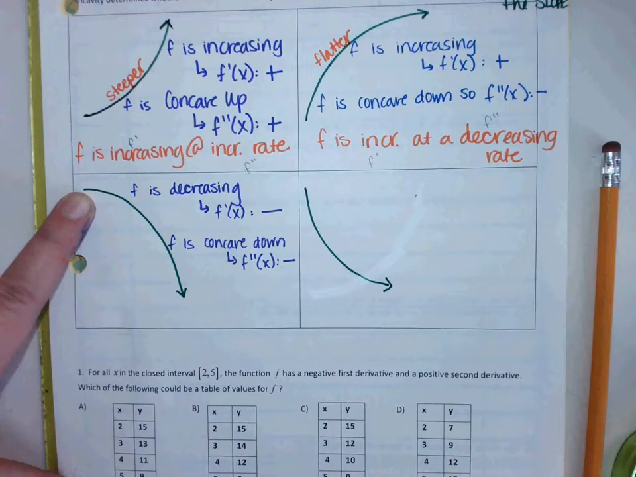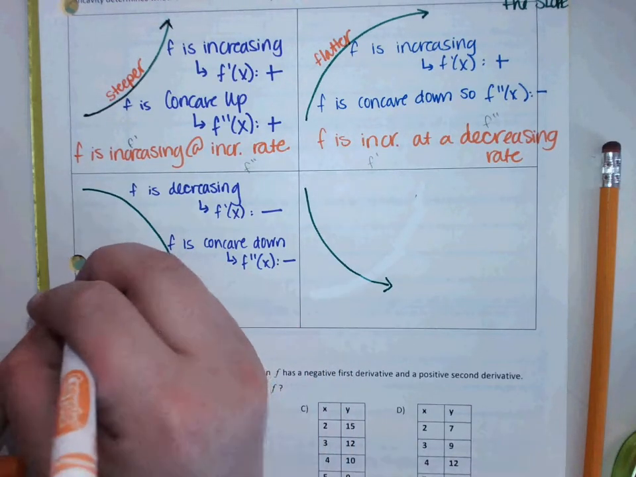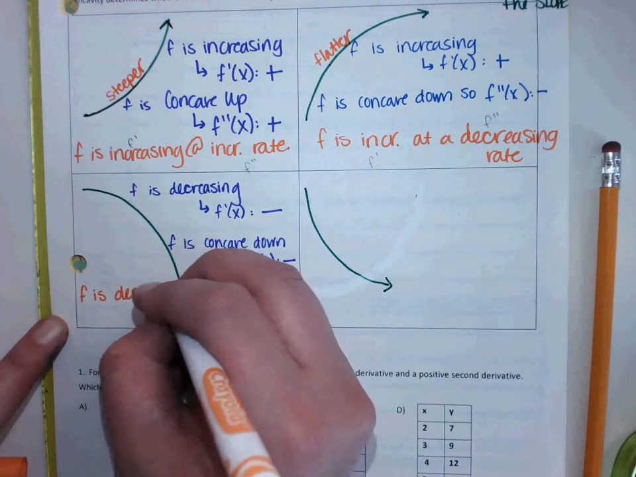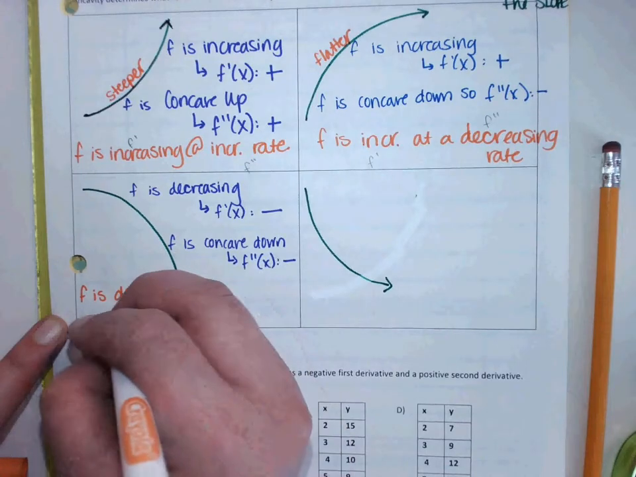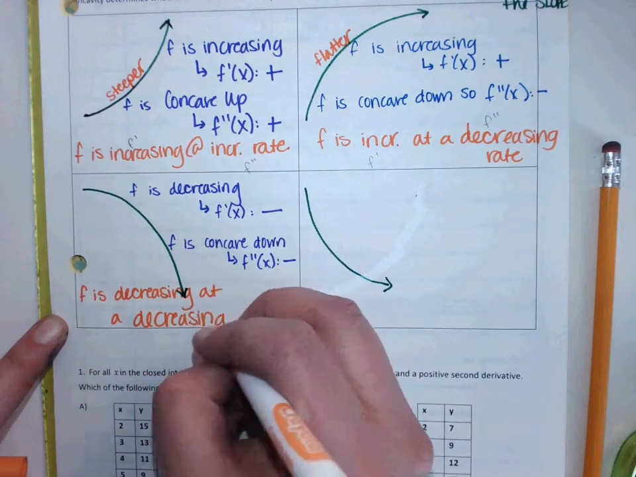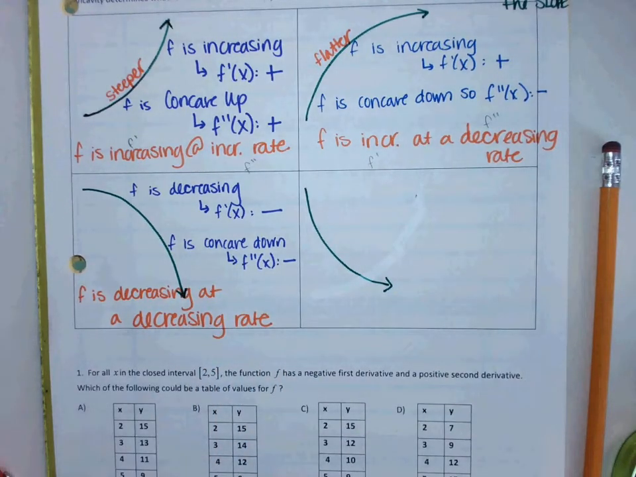Okay, now, here's where this can get really tricky, because a lot of times you guys think, oh, it's steeper, it's going faster. Okay, look at my finale statement, if you will. So I would say f is decreasing at a decreasing rate. Okay, write it down. F is decreasing at a decreasing rate.